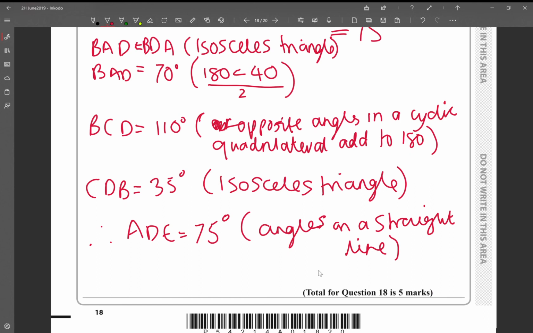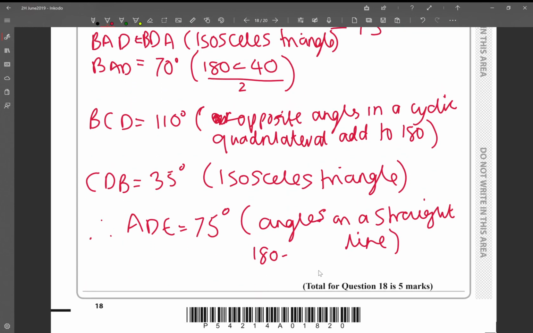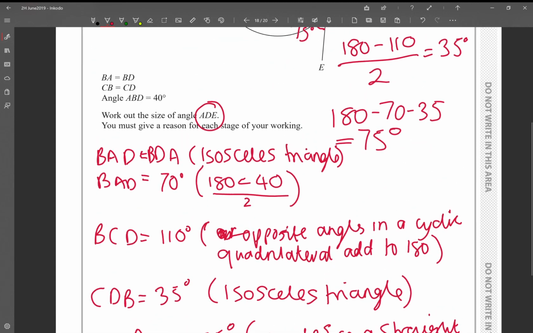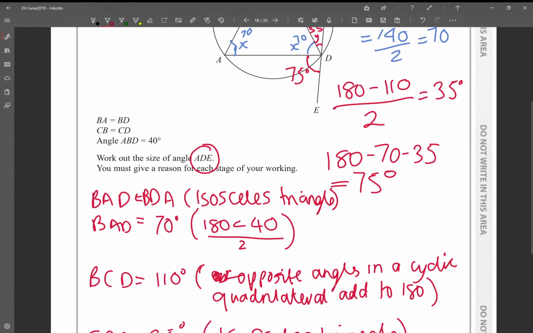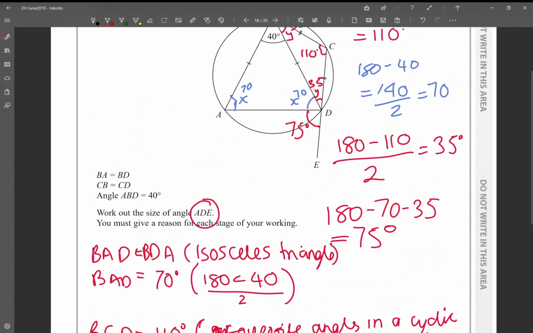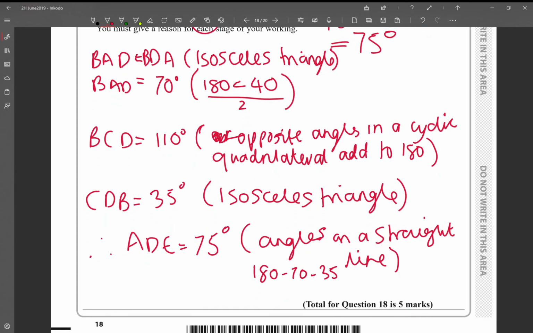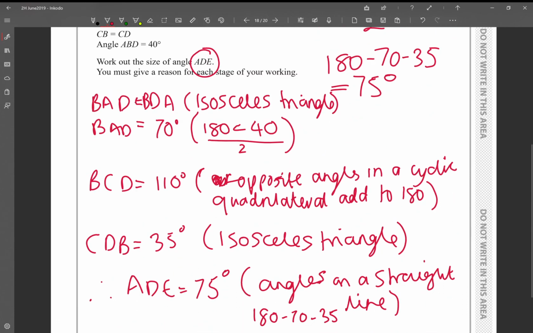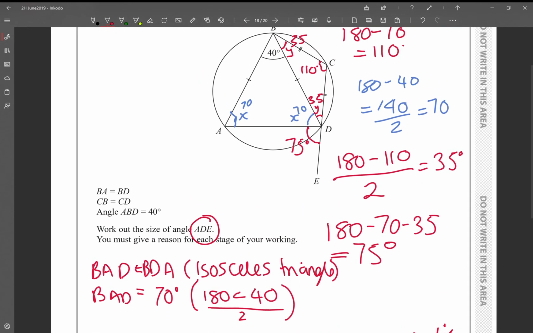And obviously, if you wanted to do 180 minus 70 minus 35, you could do that, but it's not necessary. You've got that up there already, and it's really just showing that you've got the right calculations and you're telling them why. And be obvious. Even angles on a straight line, you might think, oh, that's obvious, but just write it anyway, because you never know, that could be the extra mark. Okay, so that's a little bit tatty, but that is a proof of why that angle is 75 degrees.